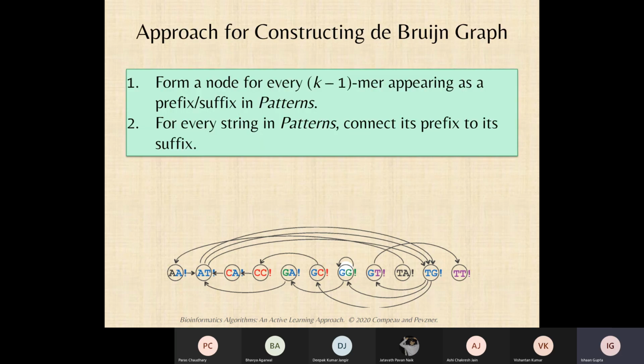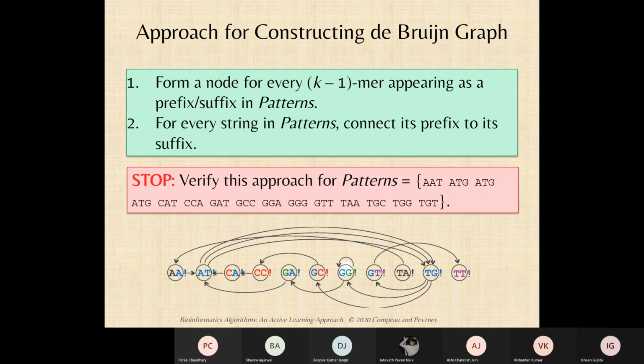So the approach for constructing the De Bruijn graph: form a node for every k minus 1 mer appearing as a prefix and suffix in the k-mers that you've been given. And for every string in the patterns, you connect the prefix and suffix which are common, and you keep on doing it until there is nothing more to connect. So you can verify that these are the patterns which are represented here. The reason I want you to verify this is so that your eyes are getting used to it, because these are the kind of problems that you can expect.